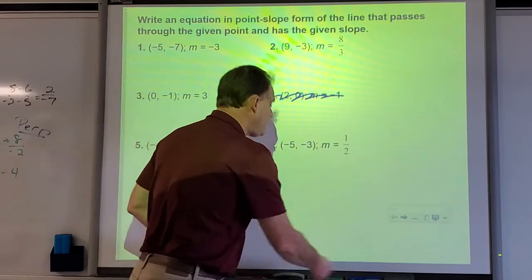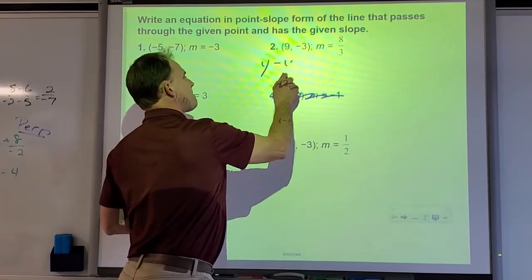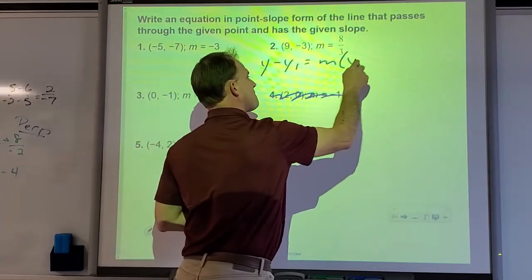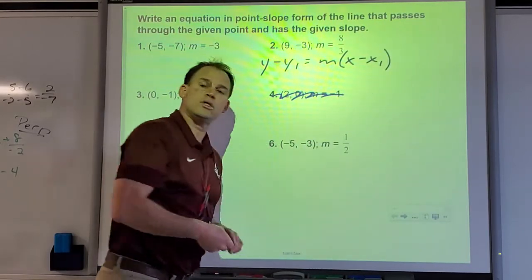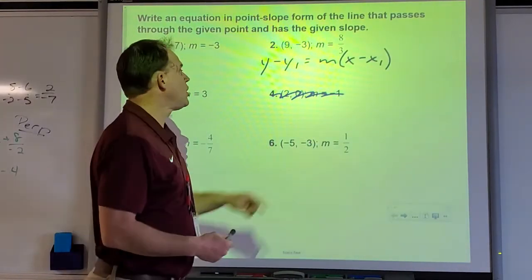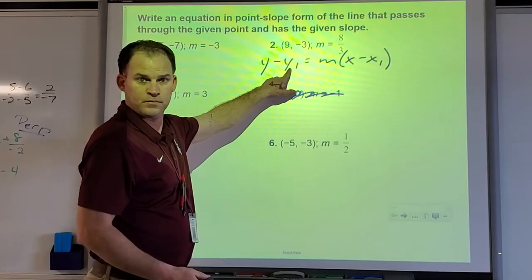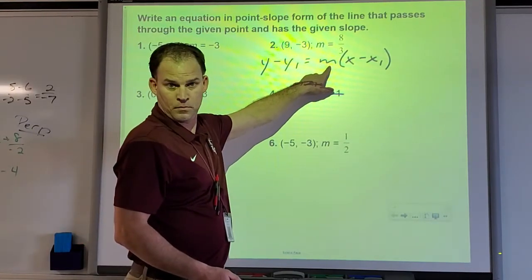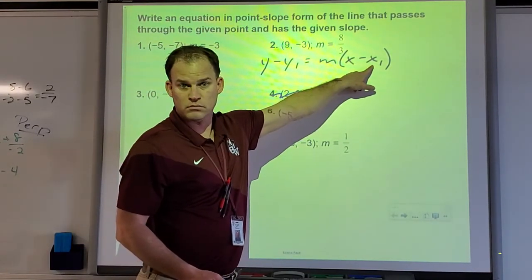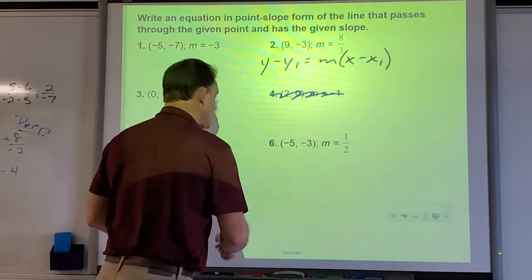Well, hopefully you've remembered we use the point-slope form of the equation. What's going in for y1? What's going in for m? What's going in for x1? Good. Do the substitution.